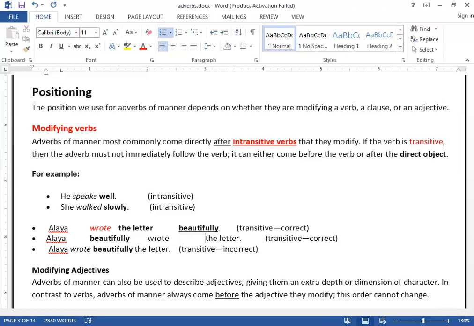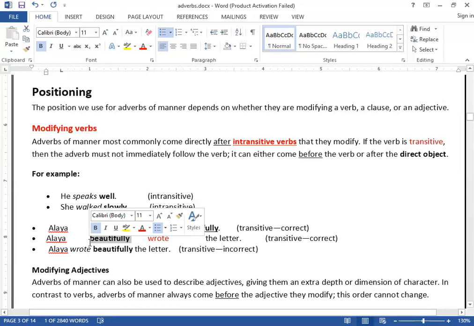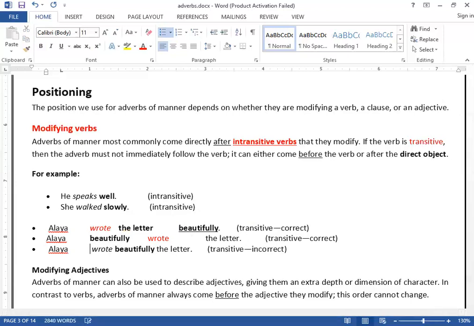You can use the adverb of manner before the main verb. Here the main verb is wrote. You can use an adverb of manner before the main verb, either before a transitive verb or after an object. These are the two positions. Otherwise it will be wrong. Look at this sentence, this is wrong: Alaya wrote the letter beautifully placed between the verb and object. Wrote is a transitive verb and the object is there, so the adverb should come after the object. Is it clear now to all of you?